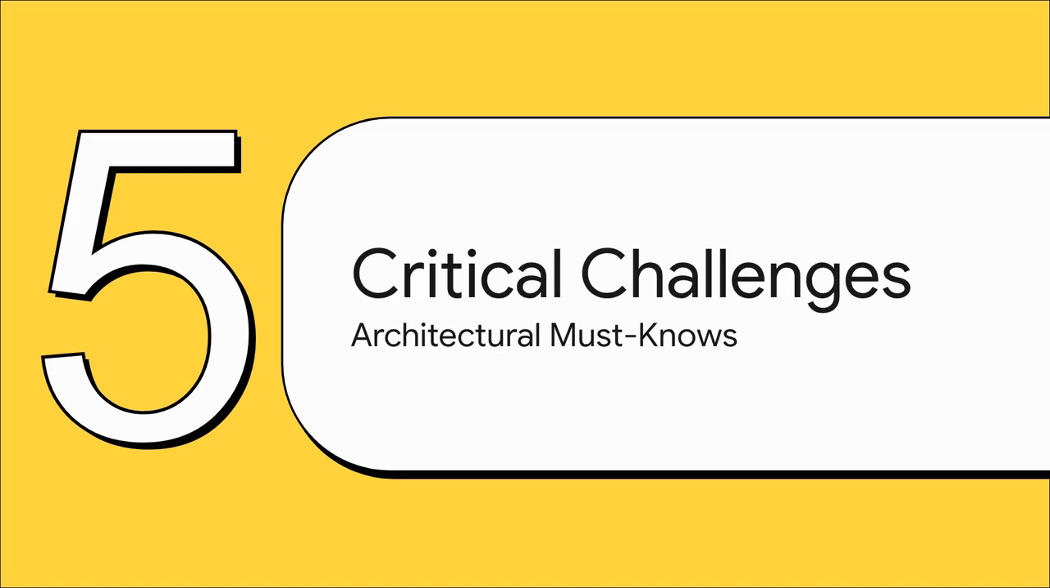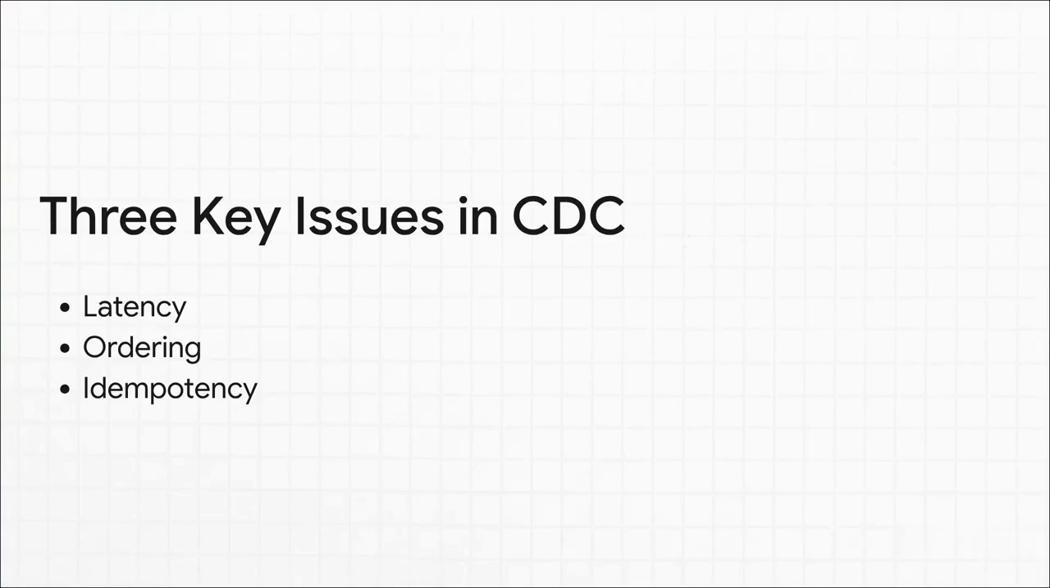So let's talk about the hard part. Navigating the critical challenges. Getting this stuff right is what separates a rock-solid pipeline from one that's going to wake you up with an alert at 3 a.m. As an architect, you have to be absolutely obsessed with these three things: latency, ordering, and idempotency. If you get even one of these wrong, you can silently introduce some really nasty data integrity problems that are a total nightmare to track down later.